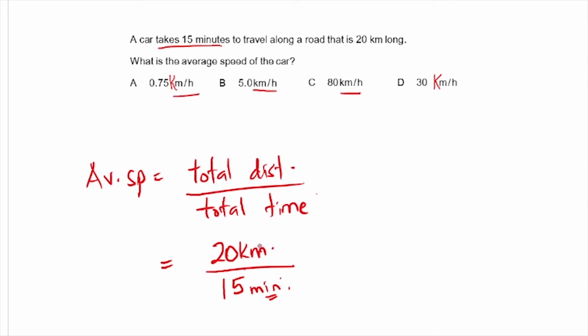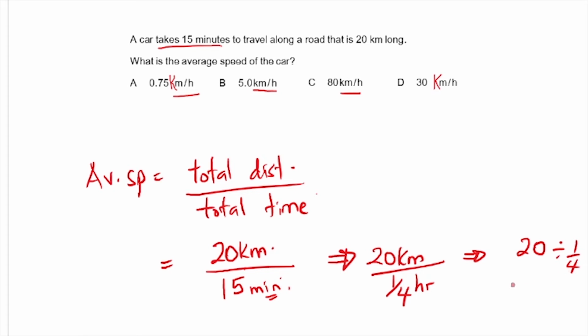Okay, so meaning that whereas we have 20 kilometers in the numerator, the denominator should be converted to hours. So it means this is the same as saying it's going to be 20 kilometers divided by 15 minutes, which is a quarter of an hour. So 20 divided by a quarter is the same as 20 times 4 over 1, finding the reciprocal of that. So we end up with 80 kilometers per hour. And 80 kilometers per hour is C. That is our answer.